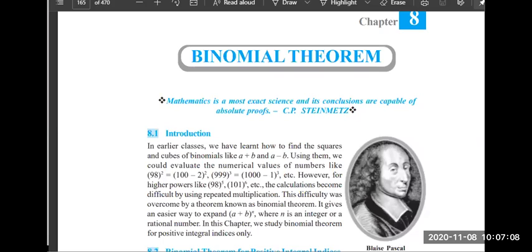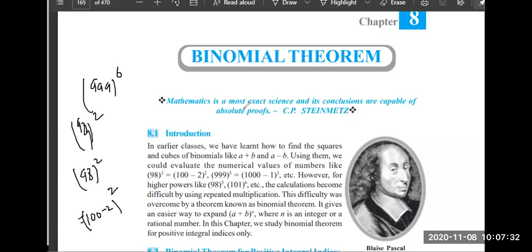Or suppose you have to find the value of 999 whole 6. So is there any easier way to do this? Or 98 to the power 2. I hope 98 to power 2 we all have solved in our junior classes, as 98 square is equal to 100 minus 2 whole square. I hope all of you remember this in our junior classes, class 8 square and square roots. Ring a bell?